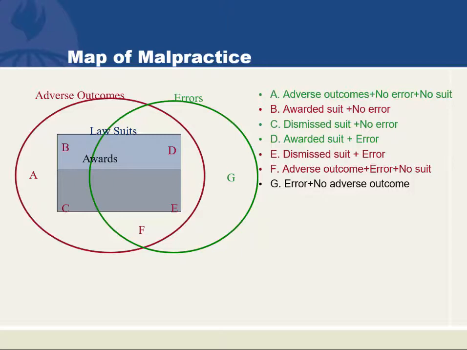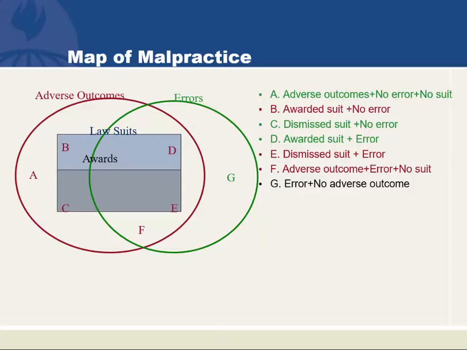So let's go through this Venn diagram. We'll start with space A. What's happening in A, in this whole red circle, are adverse outcomes. But space A is an adverse outcome that could not be affected by medical care, because this is adverse outcomes not related to errors. So here there's no error, there's no lawsuit, it's just bad stuff that happens to people's bodies. If we go to the other part of the adverse outcome, here are adverse outcomes that have lawsuits attached to them.